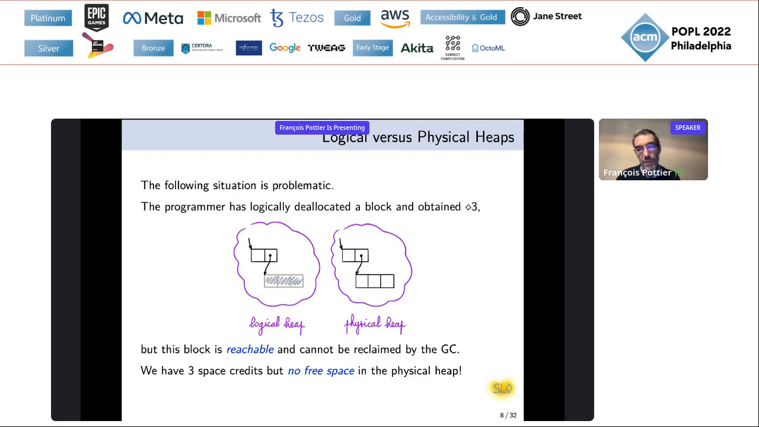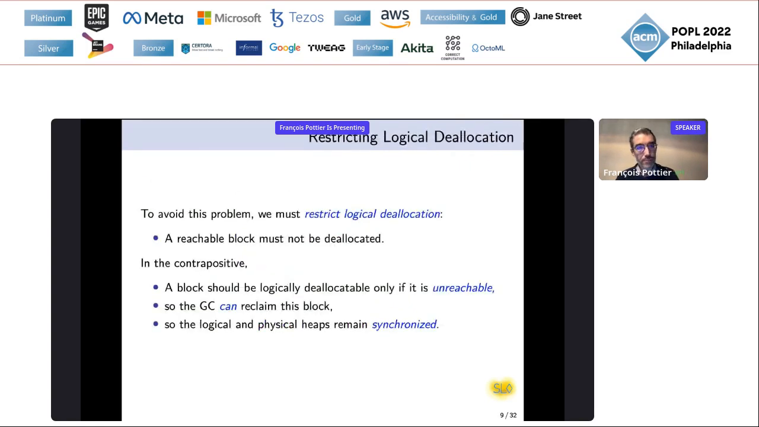And meanwhile, in the physical heap, because this block is reachable, it cannot be deallocated by the GC. So the two heaps are no longer synchronous, and the programmer has got 3 space credits, but no space has actually been freed in the physical heap. So this is a problematic situation which is clearly unsound. To remedy this problem, we have to somehow restrict logical deallocation. We must not allow deallocating a reachable block.